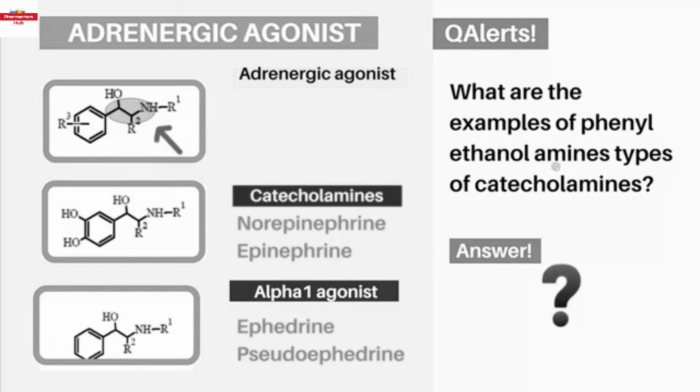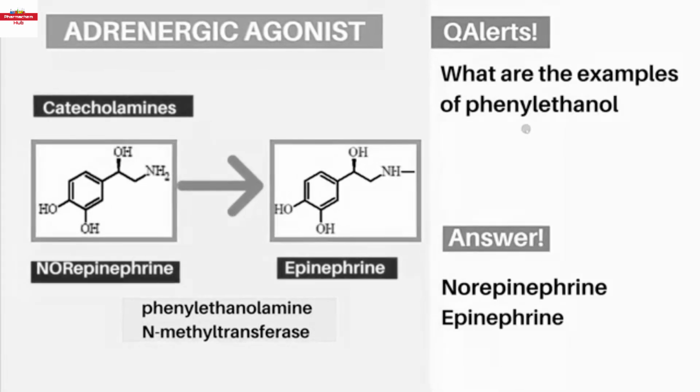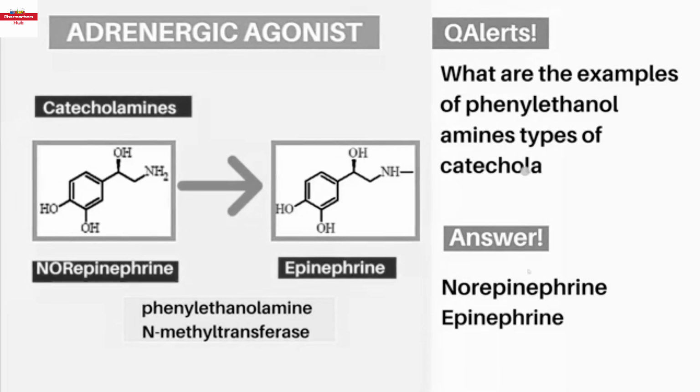So here is an exam tip. What are examples of phenyl ethanol amine type catecholamines? Just asking for examples of products that contain phenyl ethanol amine and catecholamine. Again, you can submit your answer in the description below, and you can wait for the response to compare with yours. Here is the answer for those phenyl ethanol amine catecholamines. The best examples are norepinephrine and epinephrine.